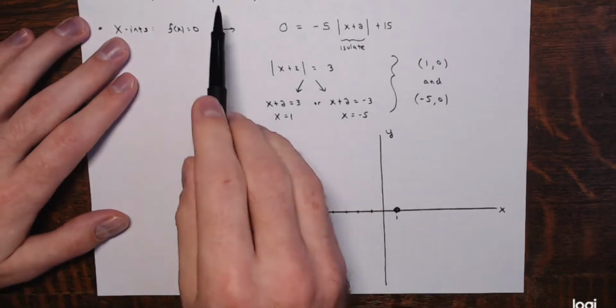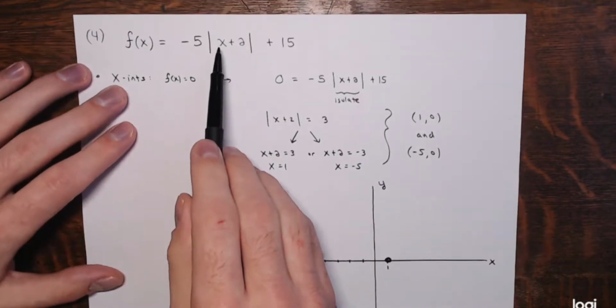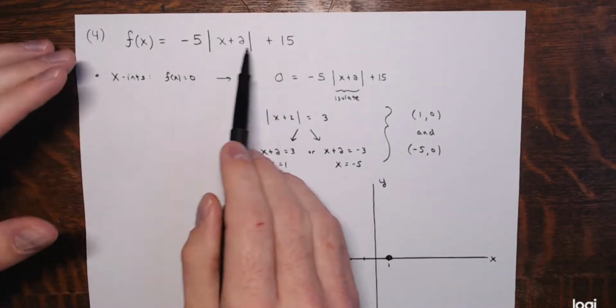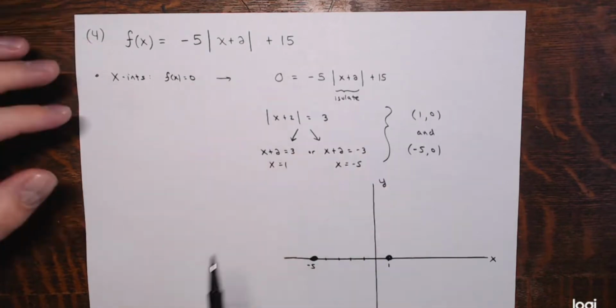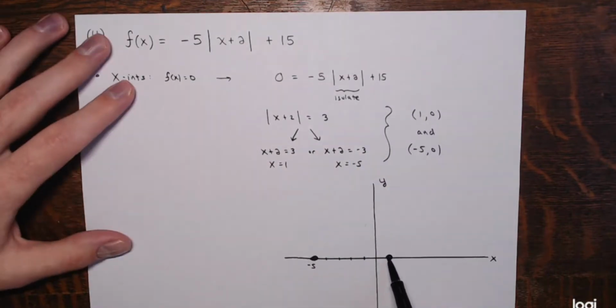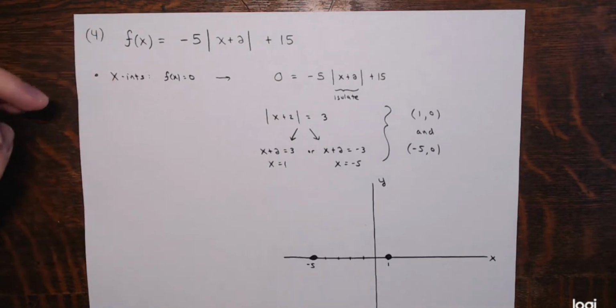Replace x with 1, you get -15 plus 15, that's 0. Replace x with -5, you'd get again -15 plus 15, that's 0. So (1, 0), (-5, 0). The graph is crossing the x-axis this time.